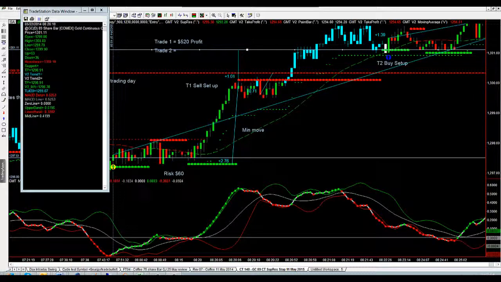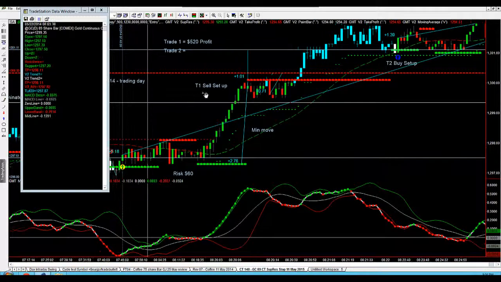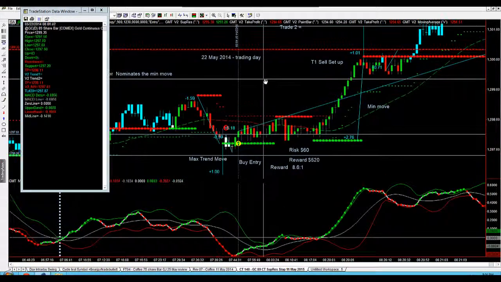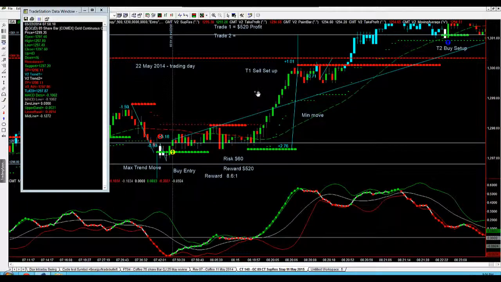Going to take you through a T1 sell setup. Now this is part of the trading day on the 22nd of May 2014. Remember that we've already taken a winning trade on this day. We had a first up winner on a T1 buy, nice trade. But now we're looking for our T1 sell.